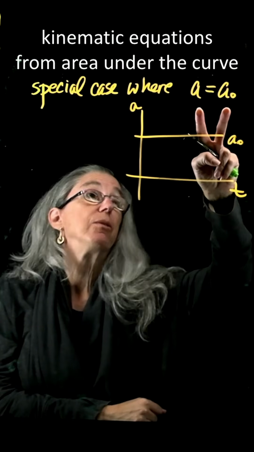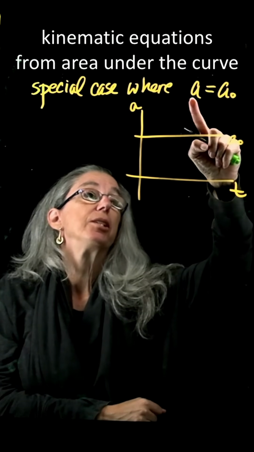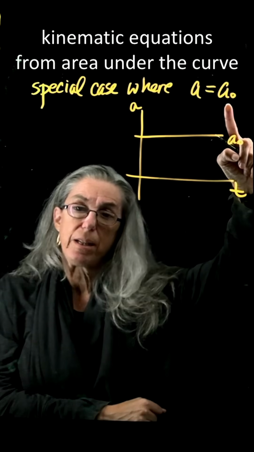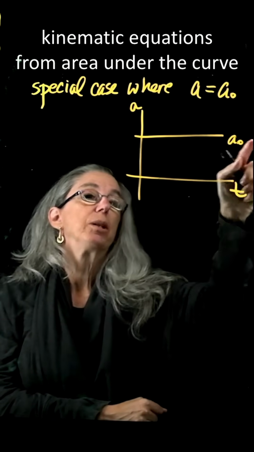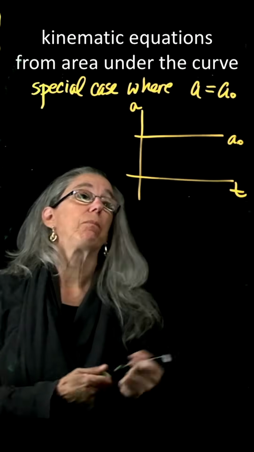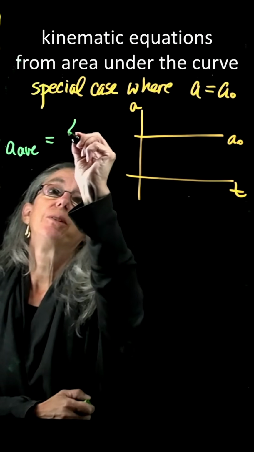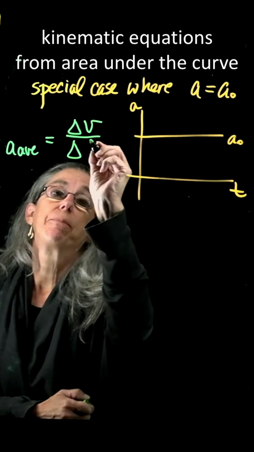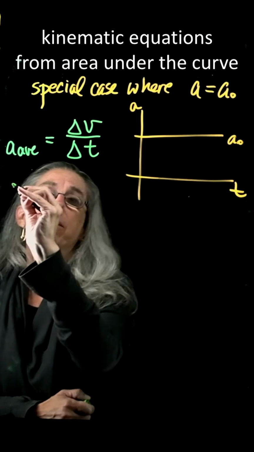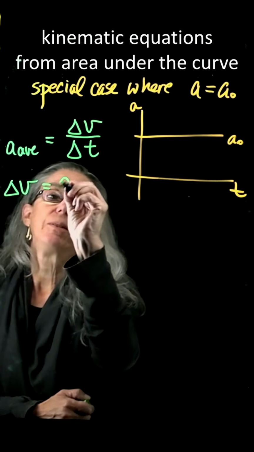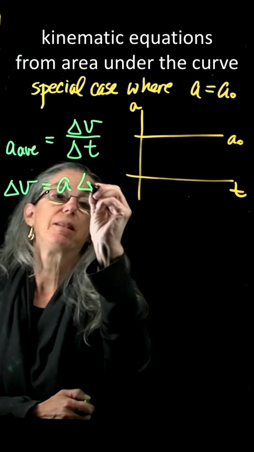This is my notation for constant acceleration. The acceleration at any time is equal to the initial value of the acceleration. This is what a graph of that would look like. We know that the average acceleration is equal to the change in velocity over time. We can rearrange that so that we get delta v is equal to the average acceleration times the time.